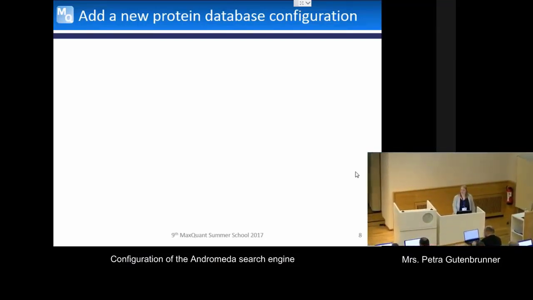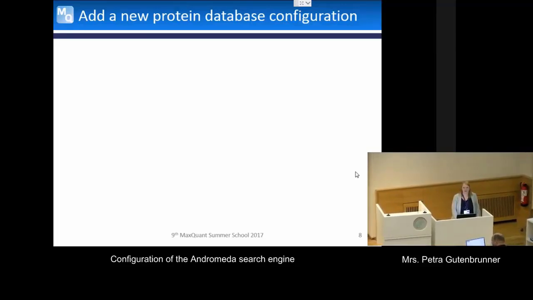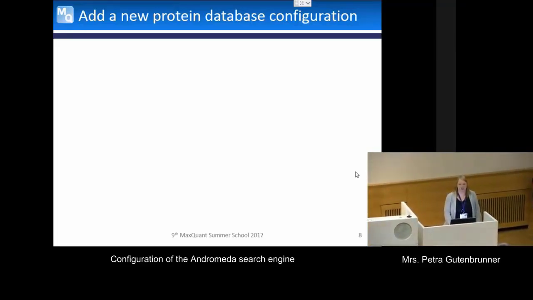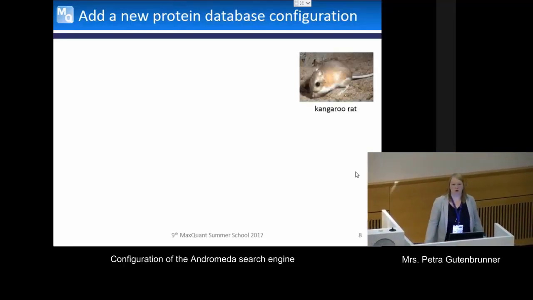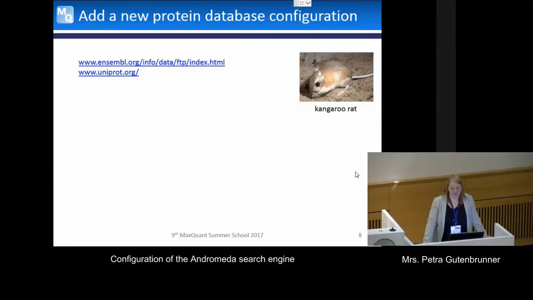So this is the case if you are interested in a specific species which is not already supported in MaxQuant. In our case, we want to analyze the kangaroo rat, and therefore we want to configure the kangaroo rat database. First of all, we need the database itself. On the internet, there are two very well annotated databases, Ensembl and UniProt, where you can take your FASTA file from. So let's go to Ensembl.